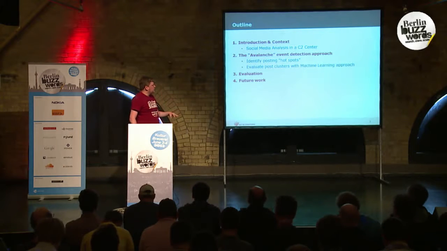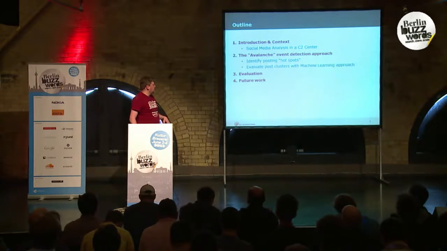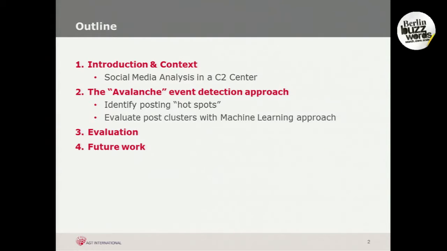It's about a command and control center. I'm going to tell you in a second what that is. We have a certain approach of how we deal with this. First of all, we try to identify hotspots. That's certain spots where lots of tweets are coming from, and then we use a machine learning approach to figure out whether there's really something interesting happening there or not. And I'm going to present some evaluation results and look into the future.